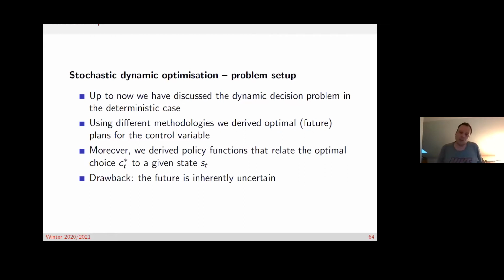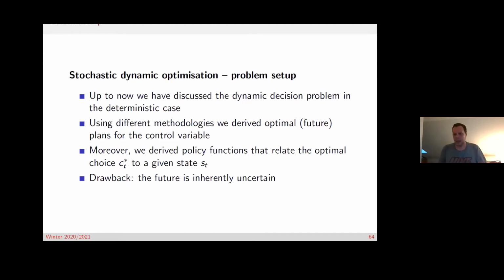But in some situations, or in many situations, a more accurate description would be that the state that we are in the next period is not perfectly known. Maybe we only have a probabilistic notion of what the state in the next period will be. And sometimes, and this is what we will talk about later on, we do not even have a stochastic model that drives our state, but we are even more ignorant.